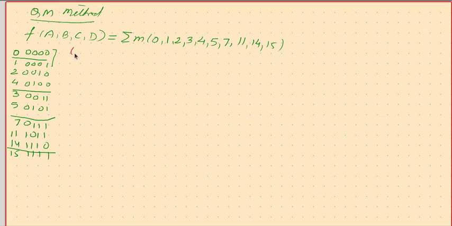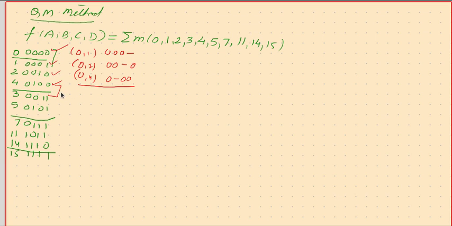So we get 0 and 1: 0, 0, 0, dash. Then we get 0, 2: 0, 0, dash, 0, and 0, 4: 0, dash, 0, 0. That is confirmed. So 0 is used, 1 is used, 2 is used, and finally 4 is used.